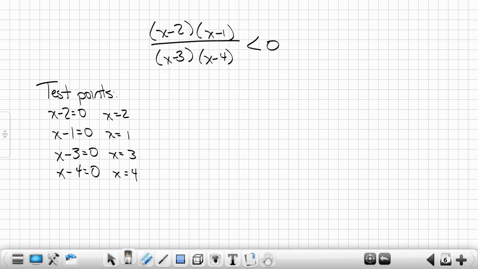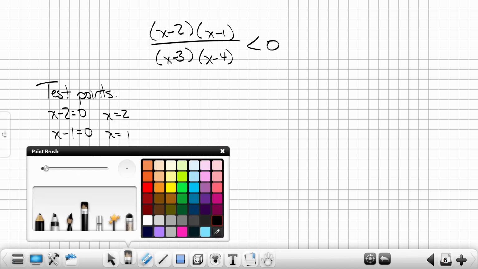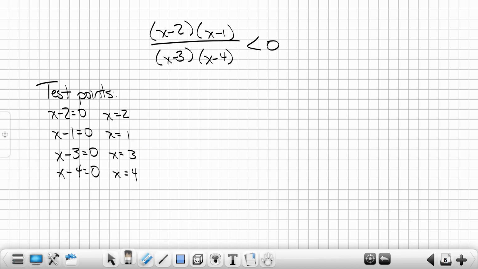So what is my smallest point? I'm going to make it like an X and Y chart. Yeah, let's do this.